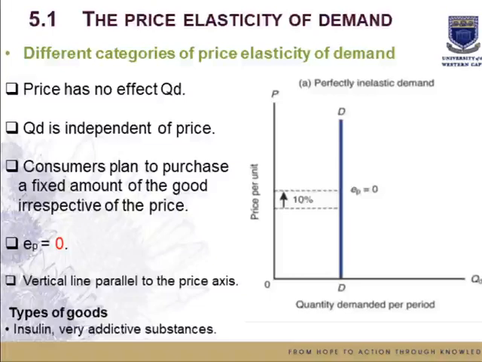Furthermore, for such a product, the total revenue changes in the same direction as the price change. Thus, for a profit maximizing firm, they will always have an incentive to increase the price, as this will lead to an increase in revenue. Examples of goods with perfectly inelastic demand include insulin as well as addictive products.